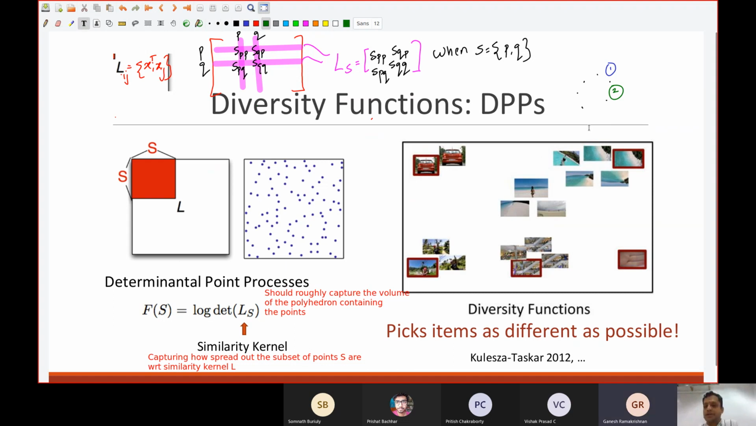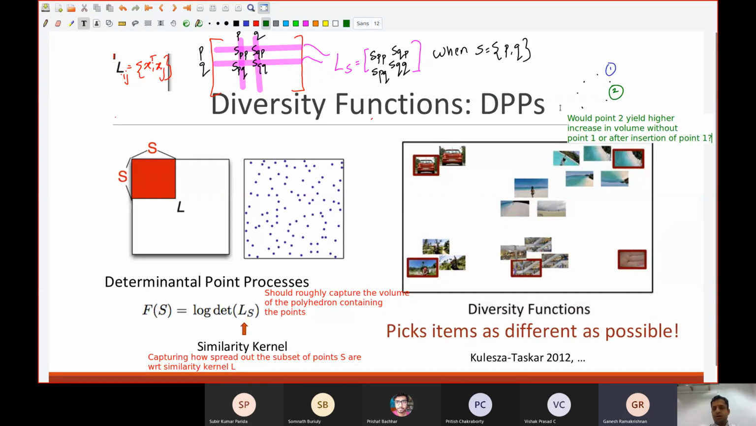Let me ask this in text. Would point 2 yield a higher increase in volume without point 1 or after insertion of point 1? Any thoughts?